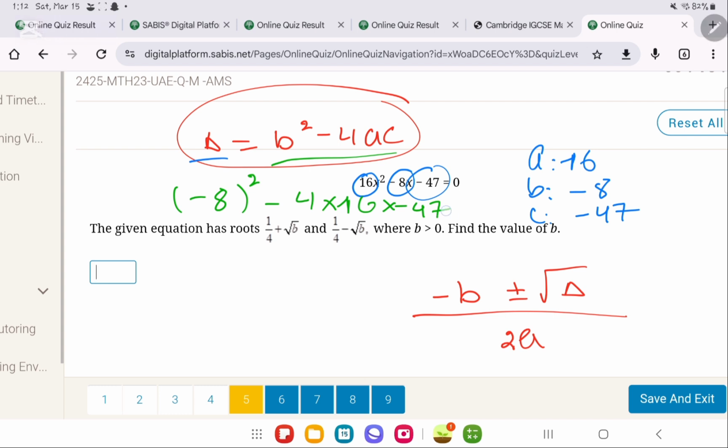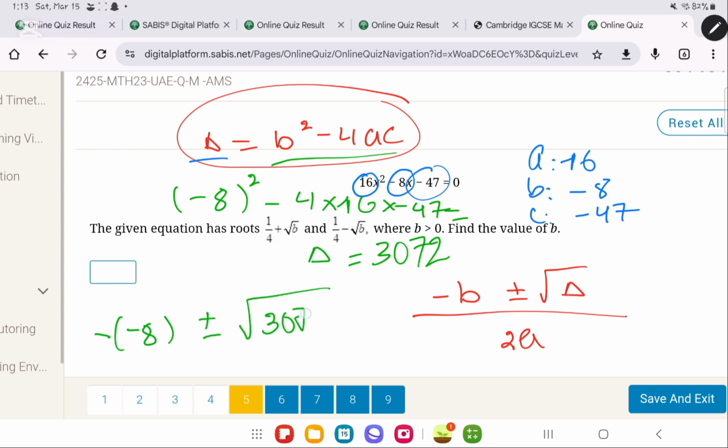and you will get an answer which is equal to 3072. So now we have the value of our discriminant. Delta is equal to 3072. Now to find the value of the roots, we are going to put minus b. Our b is minus 8, so minus 8 plus or minus radical discriminant, which is 3072, divided by 2 times our a, which is 16. So put it on the calculator.